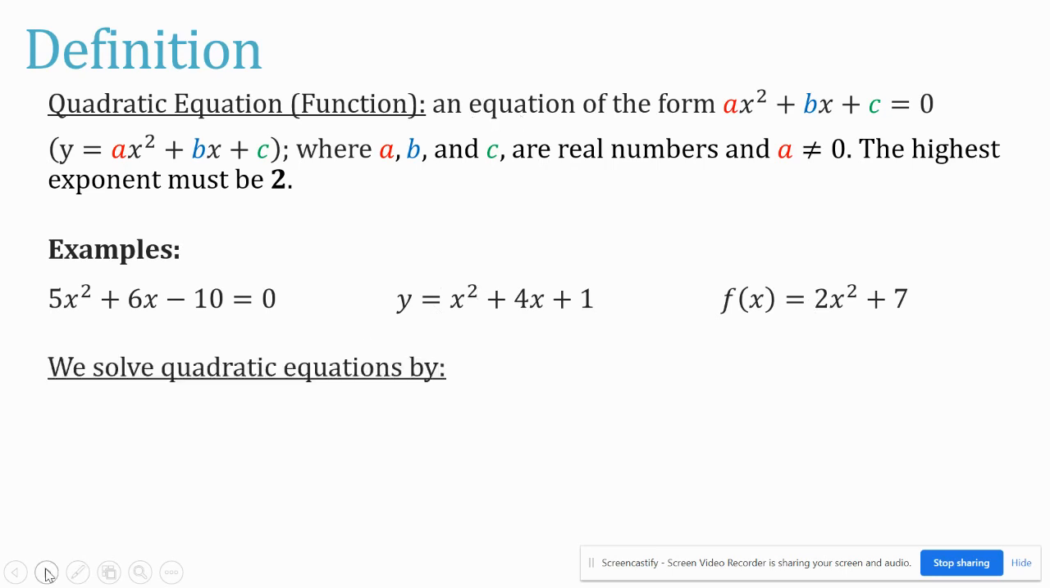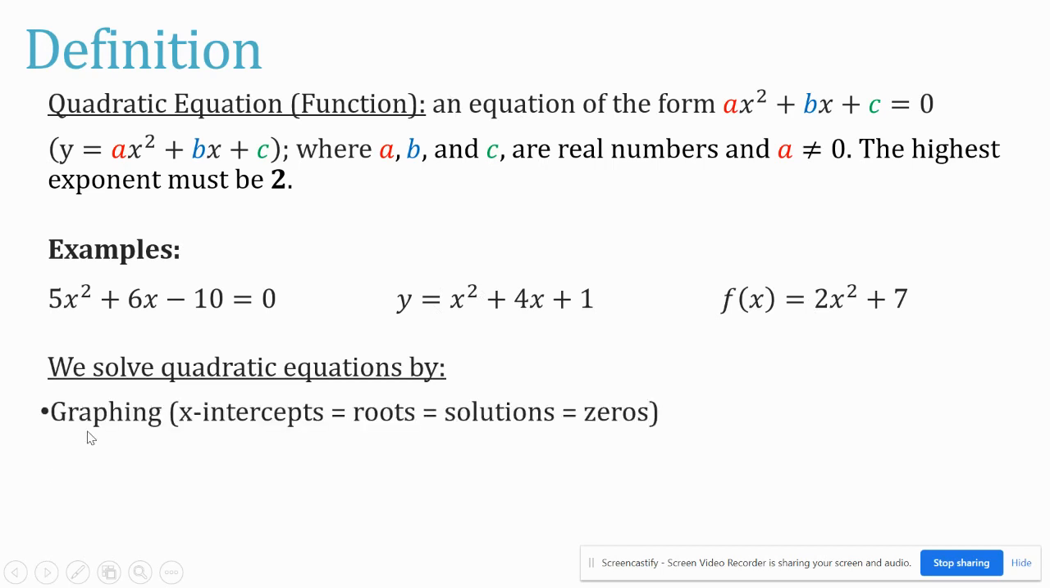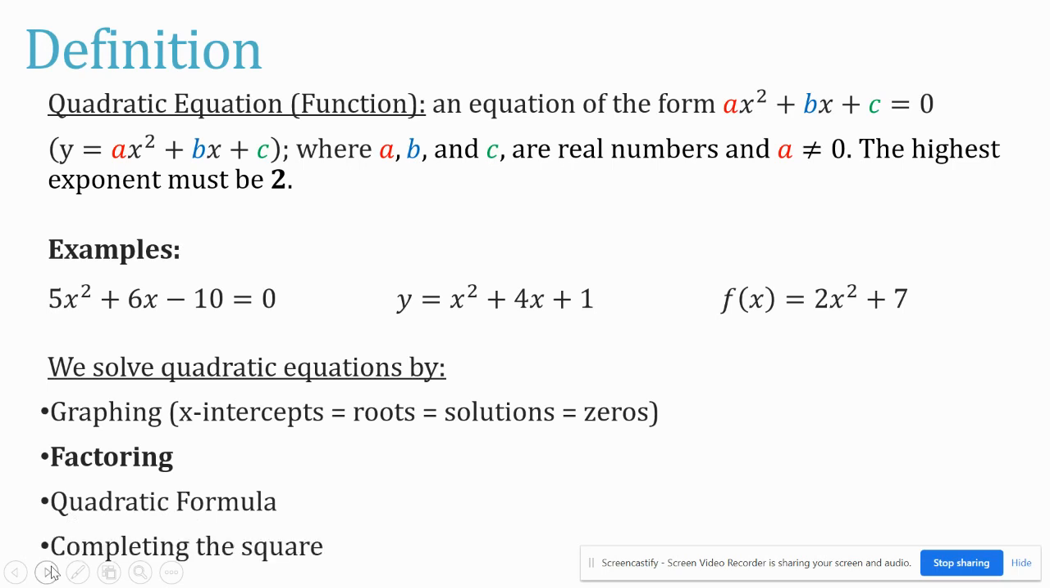So we solve quadratic functions and equations in a variety of ways. First one being graphing. When we graph a quadratic equation, where that graph hits the x-axis, called the x-intercepts, those are our solutions. They're also called roots and zeros. So these are four different names for the same thing. But that's how we would find our answers when we're graphing. We can also do it by factoring, which is what we're going to focus on today, something called the quadratic formula, and also a method called completing the square.